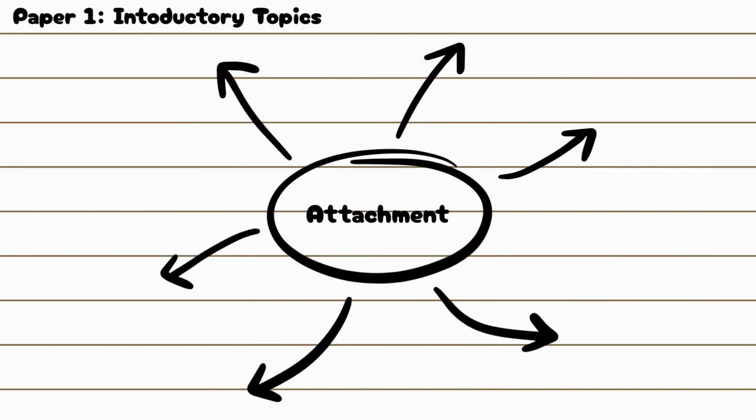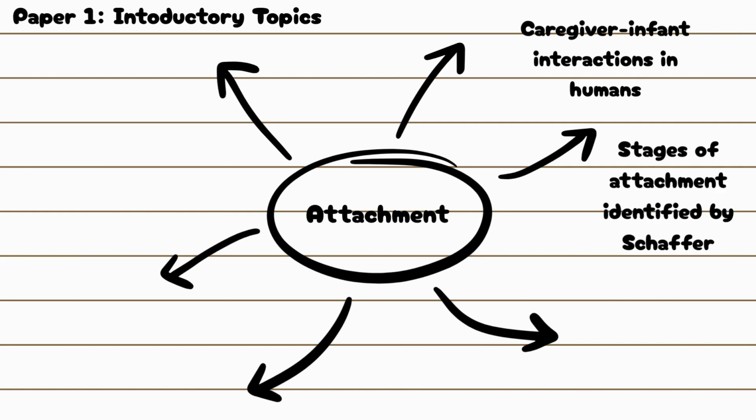Topic 3 is attachment. You need to know caregiver-infant interactions in humans: reciprocity and interactional synchrony; stages of attachment identified by Schaffer, and multiple attachments and the role of the father; animal studies of attachment: Lorenz and Harlow; explanations of attachment: learning theory and Bowlby's monotropic theory, the concepts of critical period and an internal working model.